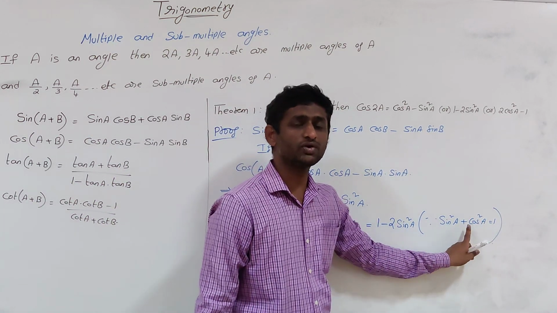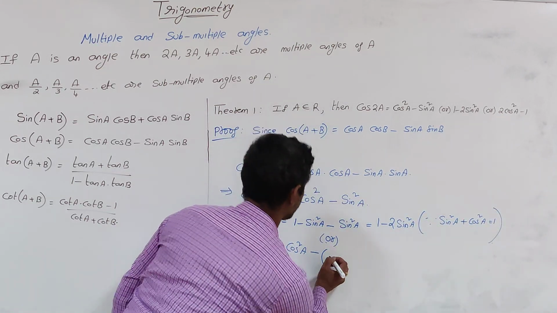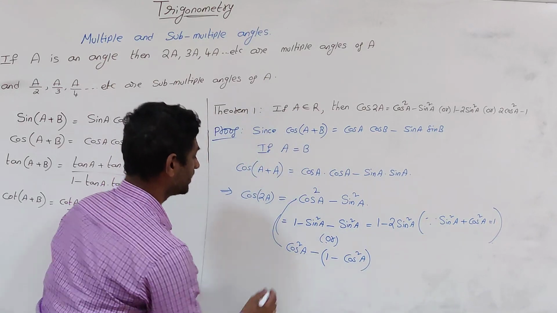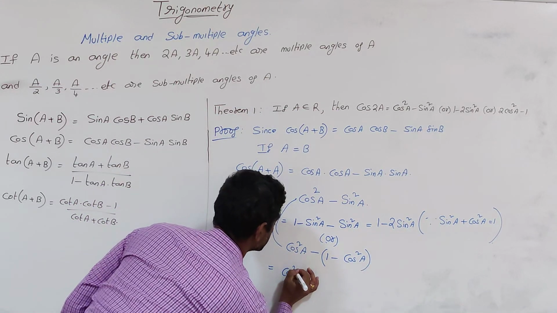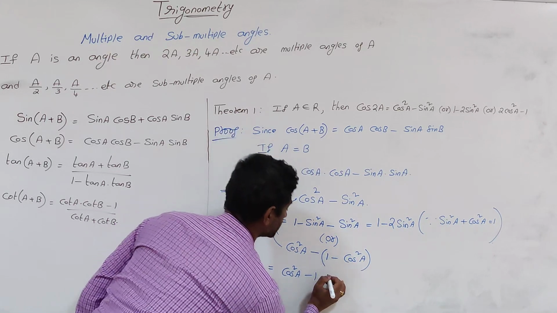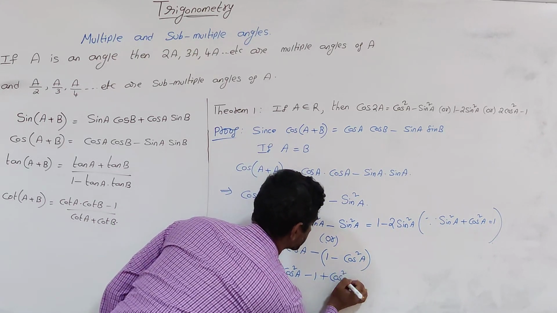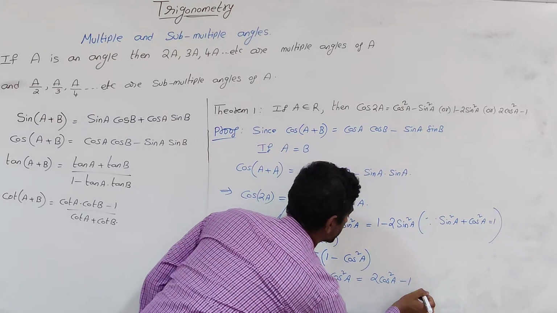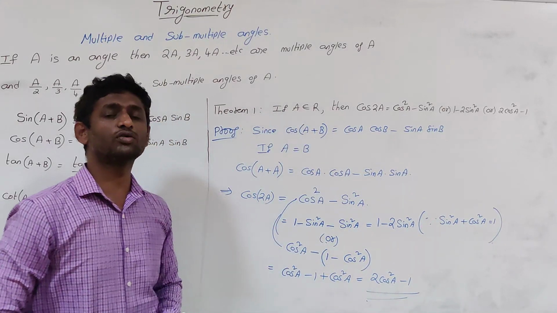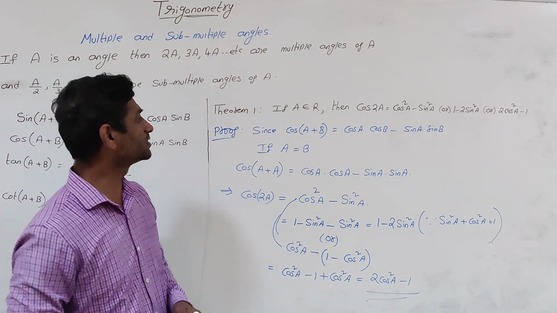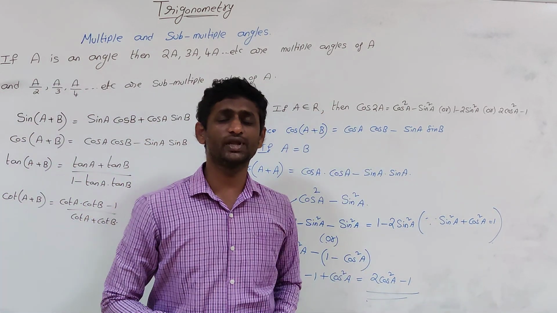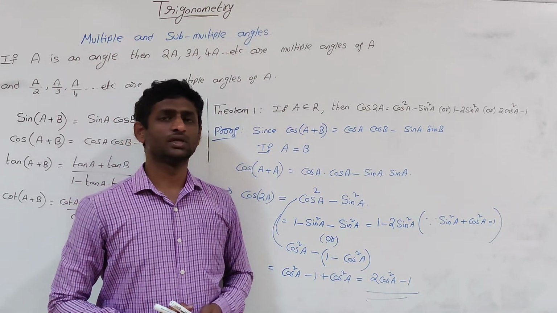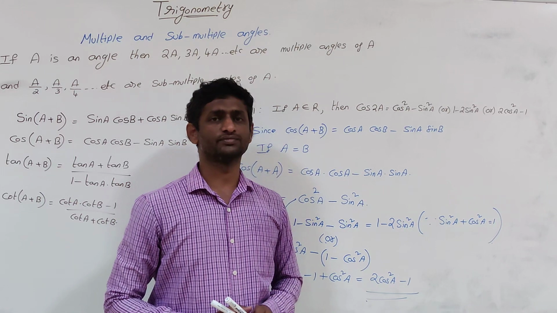It is sin square A is equal to 1 minus cos square A. Now if we simplify, cos square A minus 1, minus into minus becomes plus cos square A, which is 2 cos square A minus 1. So these are the three formulas for cos 2A: cos square A minus sin square A, or 1 minus 2 sin square A, or 2 cos square A minus 1. Next we'll see tan 2A.